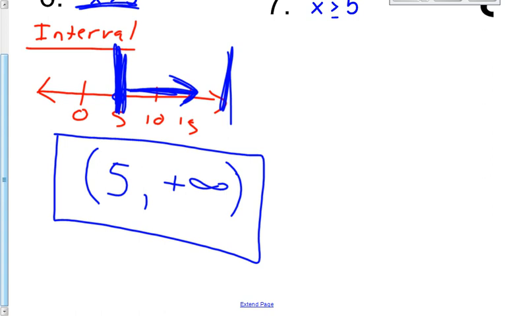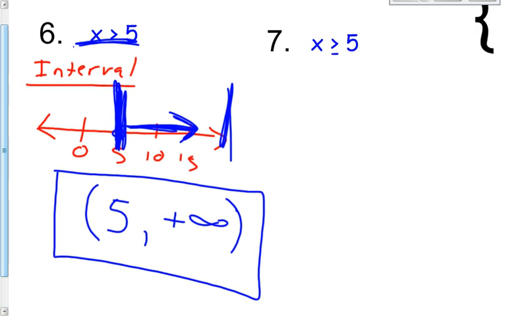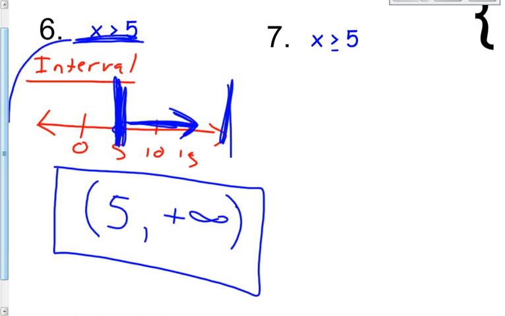When you write down interval notation, when you see x is greater than 5, our interval notation is parenthesis 5, comma, to positive infinity, parenthesis. That's how you explain yourself when x is greater than 5.